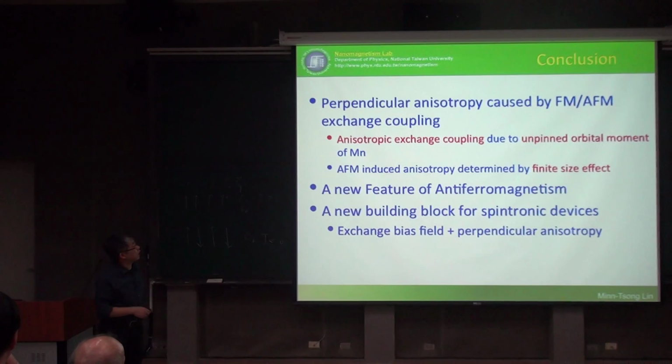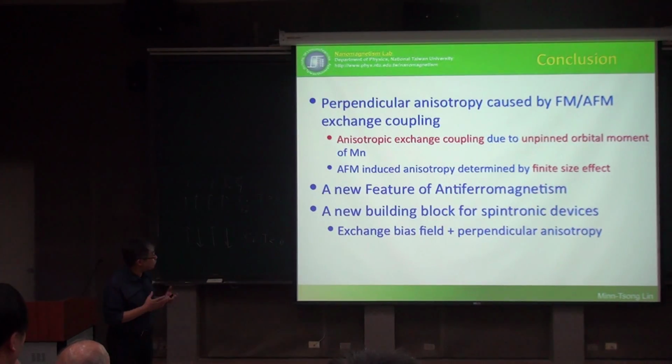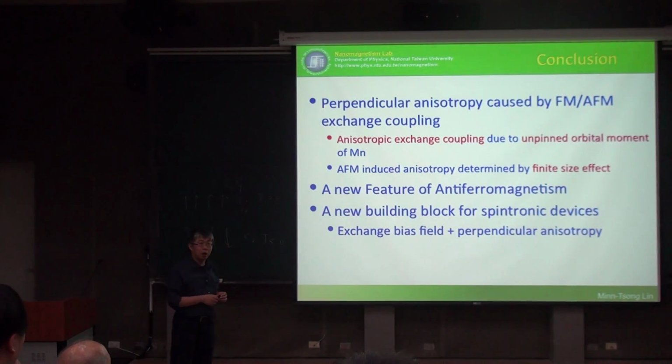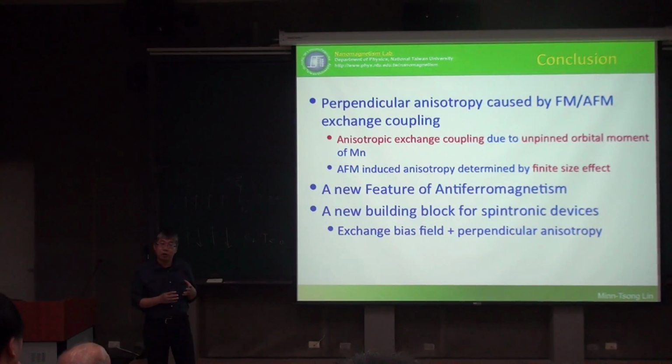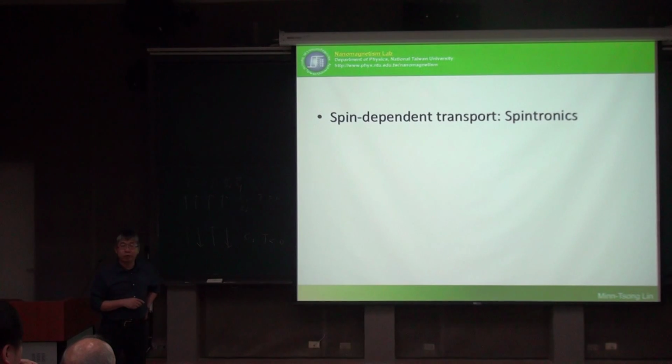So, to come to a very quick conclusion: the perpendicular anisotropy is caused by the FM and AFM exchange coupling. Actually it is due to the unpinned orbital moment. And this indicates a new feature of antiferromagnetism. The antiferromagnetic material can not only provide an enhancement of the coercivity field and the exchange bias field, but can also provide a particular anisotropy. This also becomes a new building block of spintronic devices. So I'll come to the next part, the spin-orbit part of spintronics.